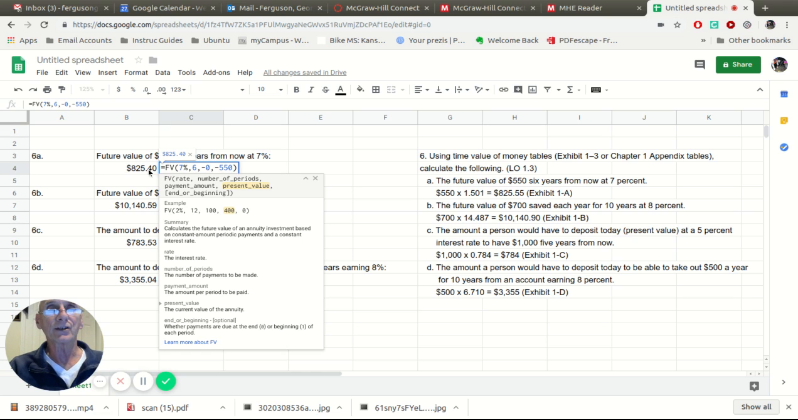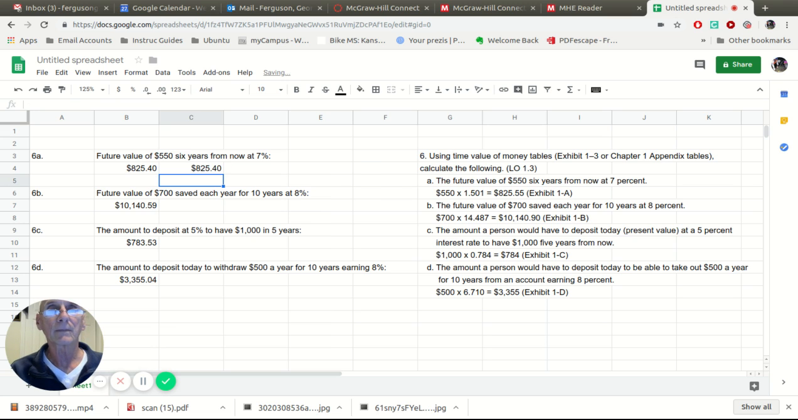Now, as it does this, it shows you how much it's calculating as it goes. So I put in my rate, number of periods, payment amount, and present value. End or beginning, that's saying is it at the beginning or the end of a period. It's going to assume that it's at the end if you don't put anything in there. I'm just going to do that. Press enter, I get the 825.40. You'll see there's a little bit of a difference. There's a rounding error between the tables and the function.